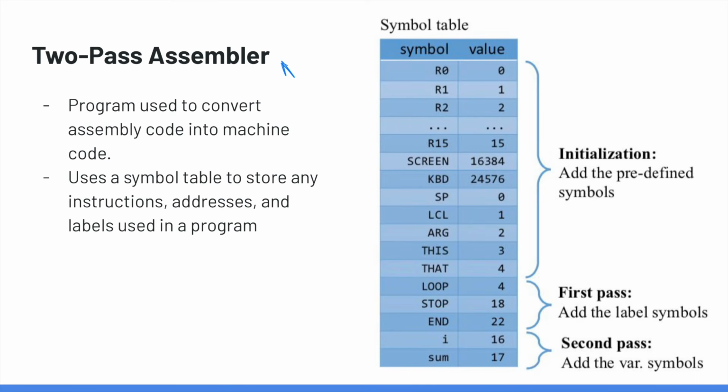And broadly, it makes use of something called a symbol table, where the addresses of all instructions, labels, and any data as well are stored. So this is an example of a symbol table. We have symbols representing different registers, but then we also have symbols representing instructions that are included as part of the code. We also have something called labels.